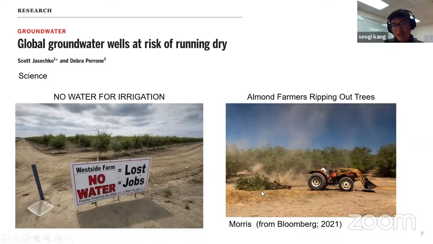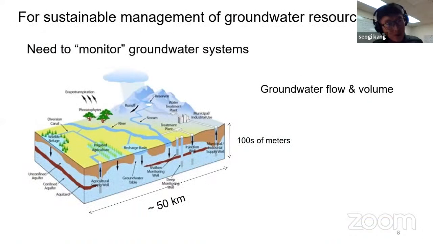And some of the farmers are actually ripping apart their trees like this because there's no groundwater or any surface water that can be used, or it's just too expensive for them to buy that water. So this groundwater issue is really, really serious in the Western US, especially in the Central Valley of California. So we need to do something for sustainable groundwater management.